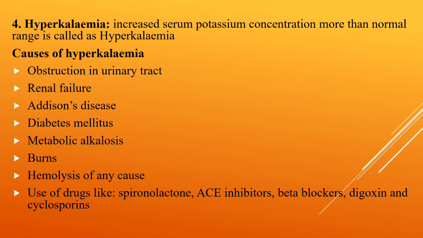Coming to hyperkalemia, which is the opposite of hypokalemia, increased serum potassium concentration more than the normal range is called hyperkalemia. Causes for hyperkalemia are obstruction in the urinary tract, renal failure, Addison disease, diabetes mellitus, metabolic acidosis, burns, hemolysis of any cause, and use of drugs like spironolactone, angiotensin converting enzyme inhibitors, beta blockers, digoxin, and cyclosporins.